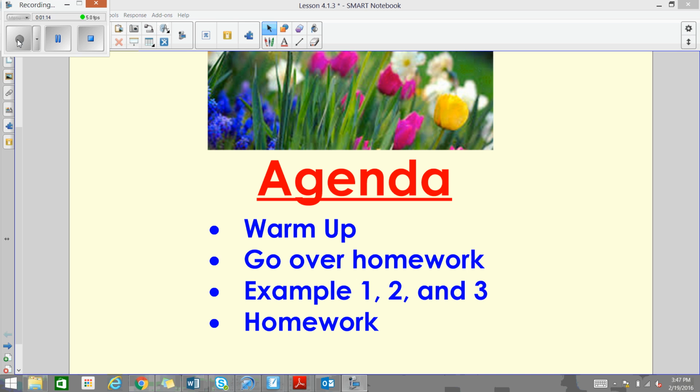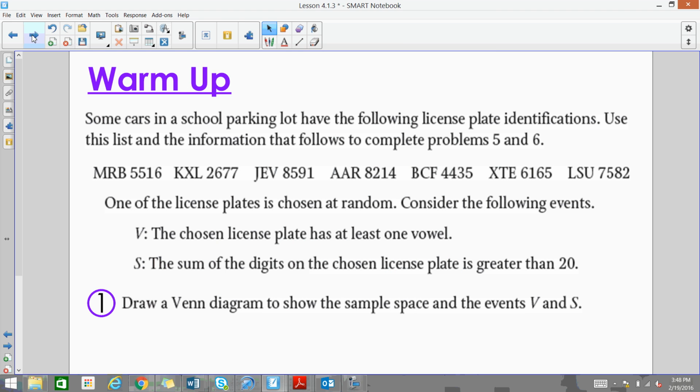So here we go. Let's get started. In your book, let's just do whatever page is right before 413. Here's your warm-up. It says, some cars in a school parking lot have the following license plate identifications. Use this list and the information that follows to complete the problems 5 and 6. I've got those problems down here. It's really not 5 and 6, it really should be 1 and 2. So there you go, error number 1.